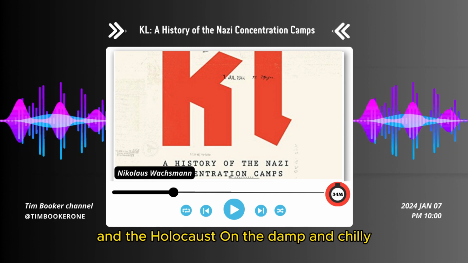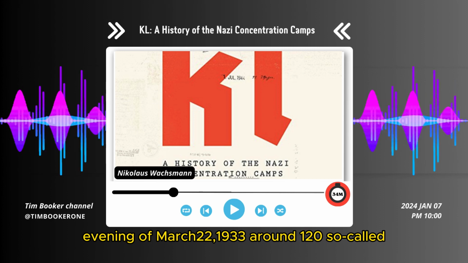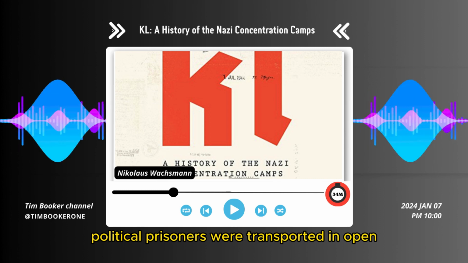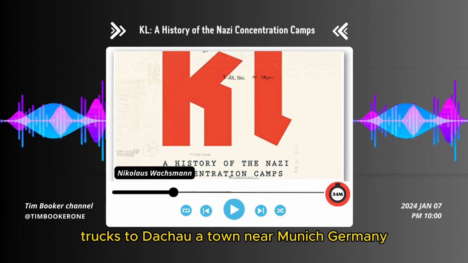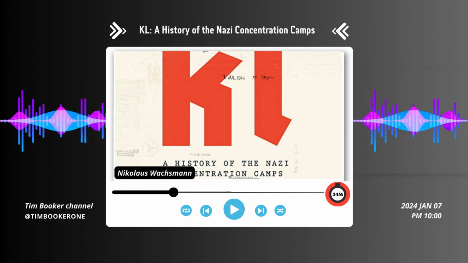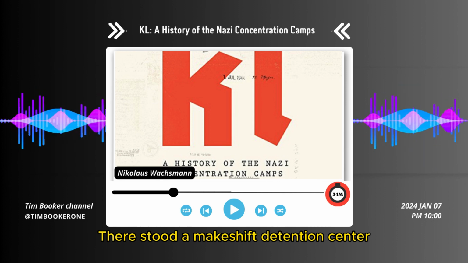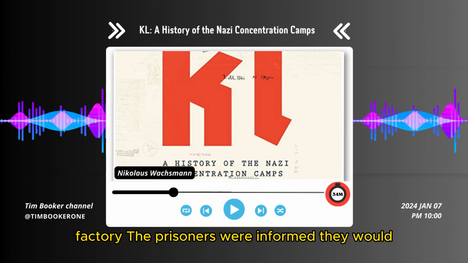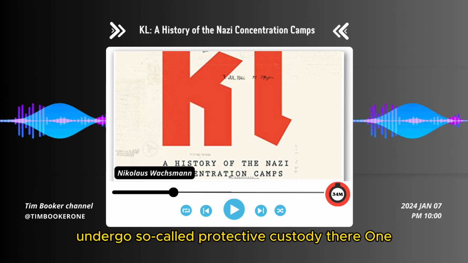On the damp and chilly evening of March 22, 1933, around 120 so-called political prisoners were transported in open trucks to Dachau, a town near Munich, Germany. There stood a makeshift detention center, hastily repurposed from a defunct military factory. The prisoners were informed they would undergo so-called protective custody there.